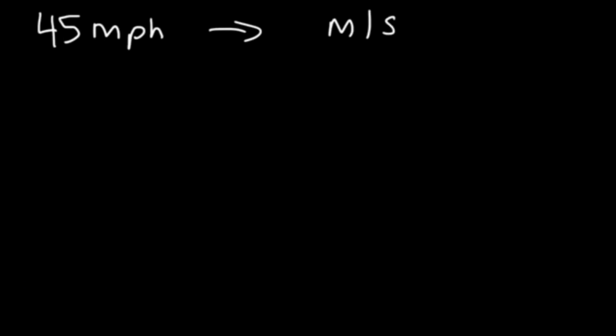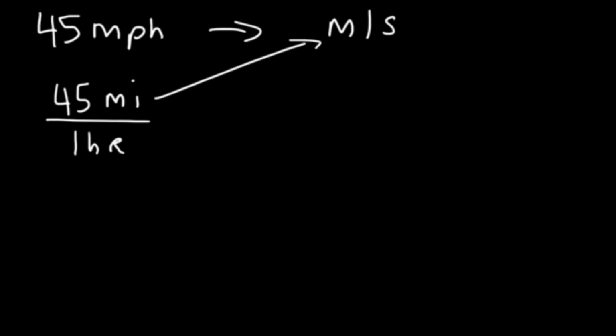Now let's try another example. Let's convert 45 miles per hour into meters per second. Go ahead and try it. So we have 45 miles on top per 1 hour on the bottom. Now how can we convert from miles to meters? How can we do so?